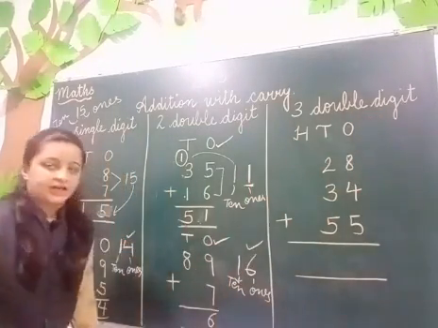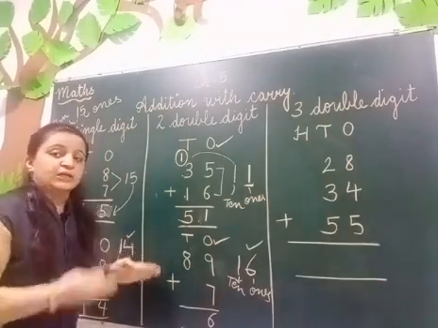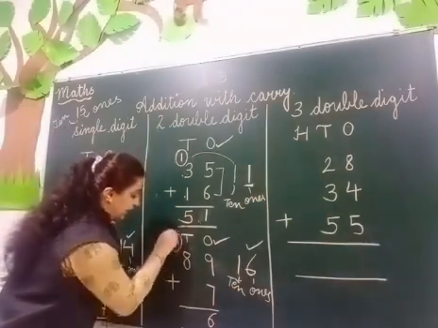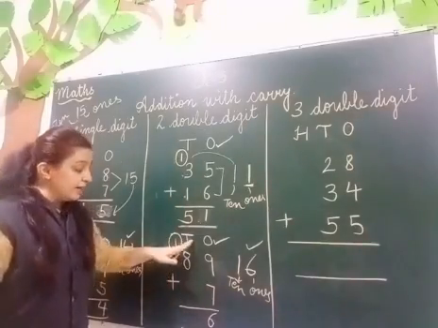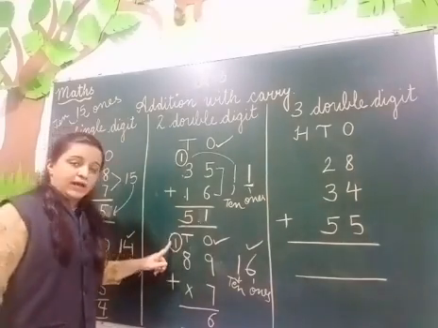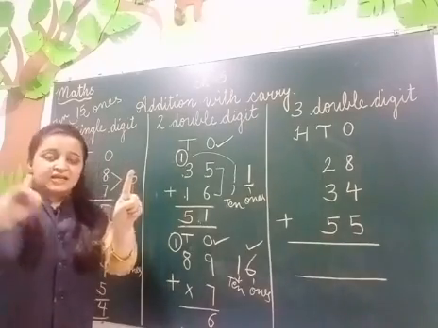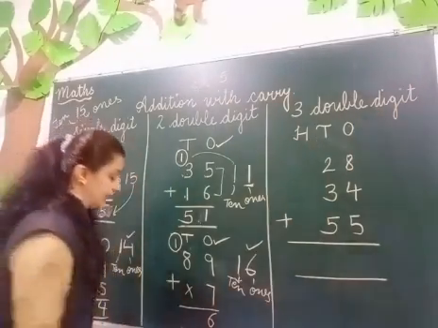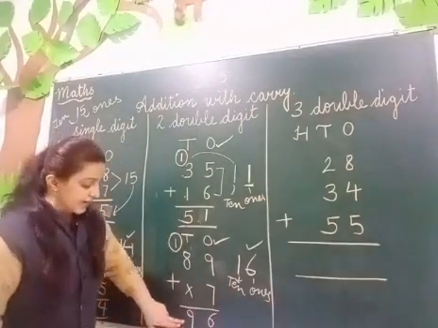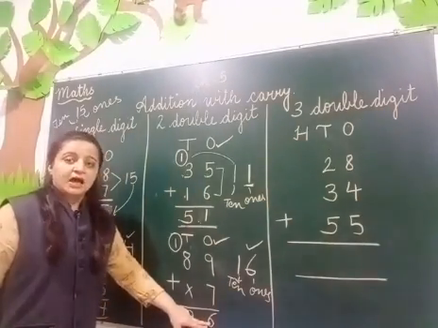We don't have to write the whole 16; 1 we have to give as carry. Carry to the tens place. So this one we will give as carry to the tens place. Now under the tens place we have no digit here, so we have only 8 and 1 to add. So 8 in mind and 1 more finger. 8 plus 1 becomes 9. So what is the sum? The sum is 96. The total is 96, children. Understood?